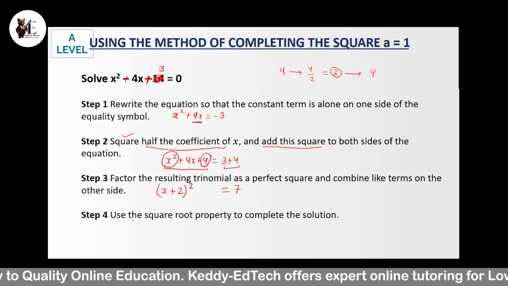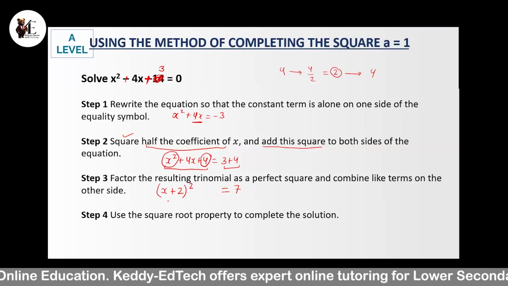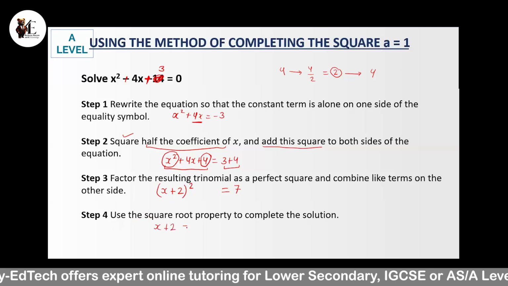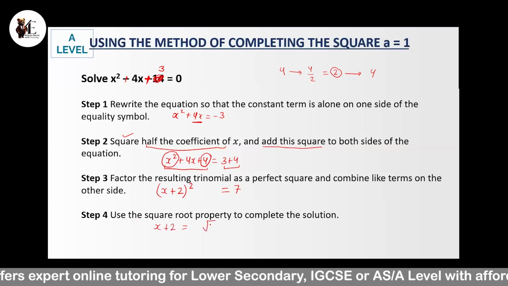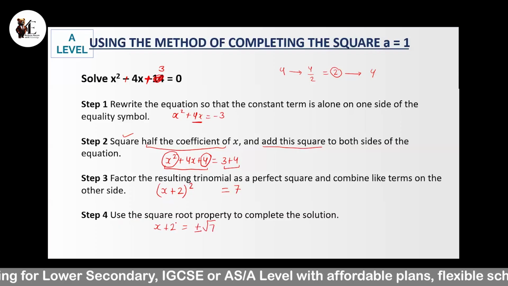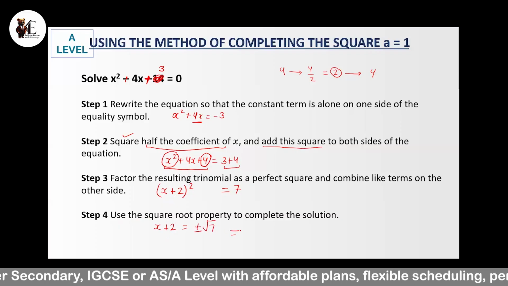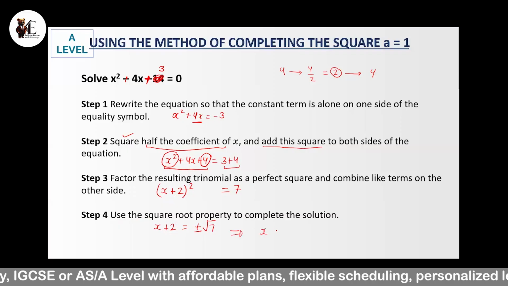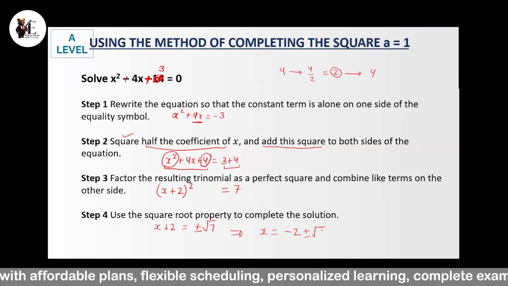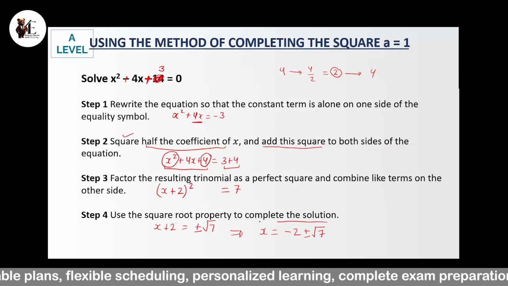And the next step is that you have to use the square root property. Meaning if I remove the square on the left hand side, I have to put a square root on the other side. And then just transpose this positive 2 to the other side. So x will be minus 2 plus minus root 7. That will be the final answer.